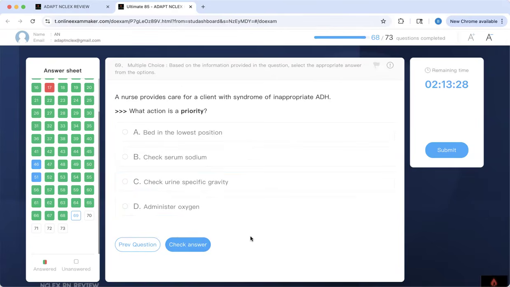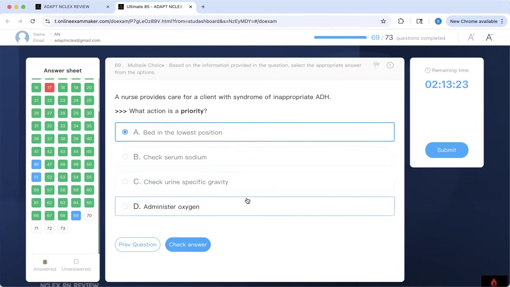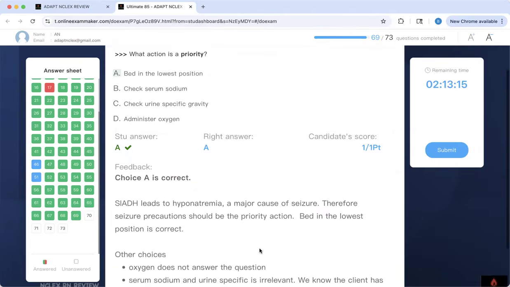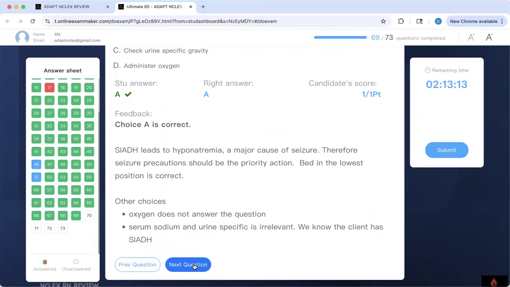They're going to have seizures because of low sodium. I'd rather do this, which does not require lab work, rather than checking sodium, because that's the major problem. They're going to have seizures, and therefore bed in the lowest position is something you should prioritize. SIADH leads to hyponatremia, a major cause of seizures. Therefore, seizure precautions should be initiated first, bed in the lowest position, before you check sodium.